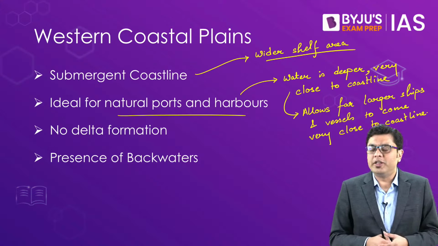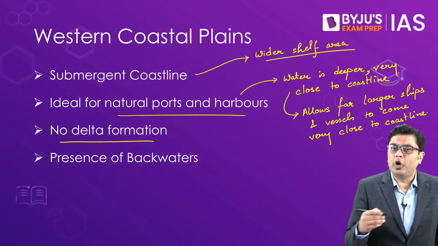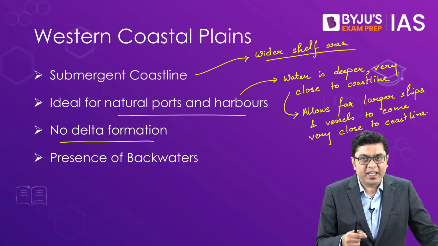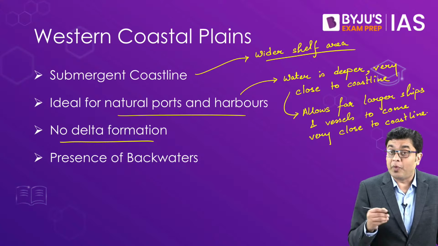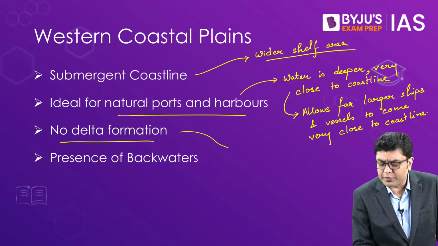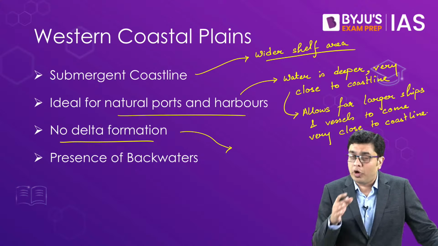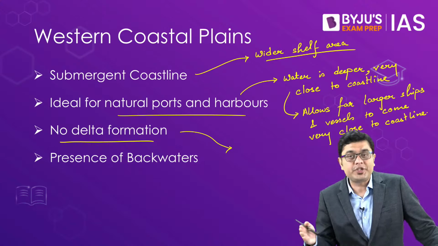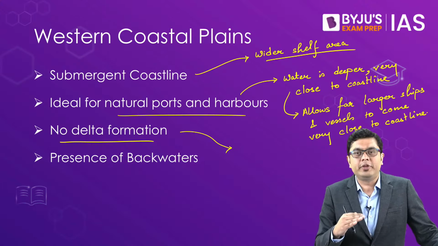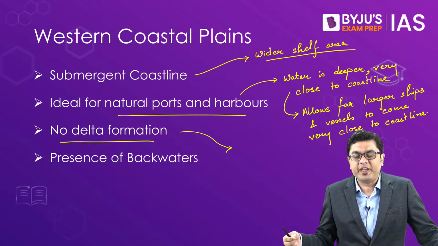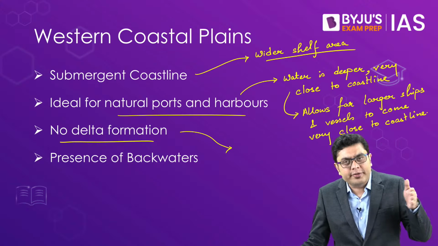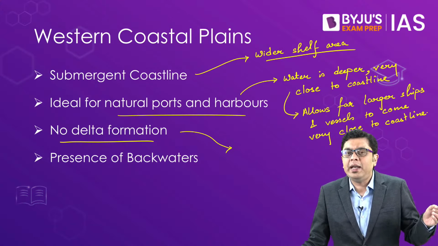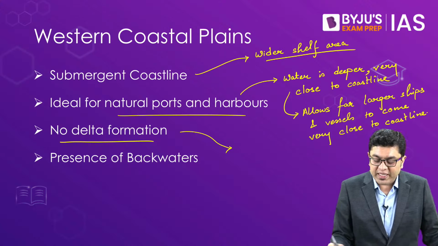Now, another feature along the western coastline is that here you don't observe a significant deltaic formation. There are a couple of reasons why we experience this. One of the main reasons why we don't experience delta formation is, first of all, the majority of the rivers that you observe in the peninsular part of the country have a general direction of flow from west to east, because the slope of the peninsular plateau itself is from the region of the Western Ghats to the Eastern Ghats. So the general slope of land is from west to east. So naturally, the majority of the rivers end up flowing from west to east.